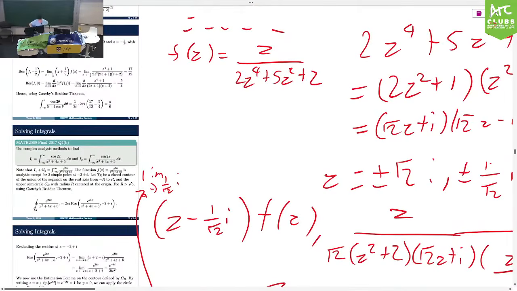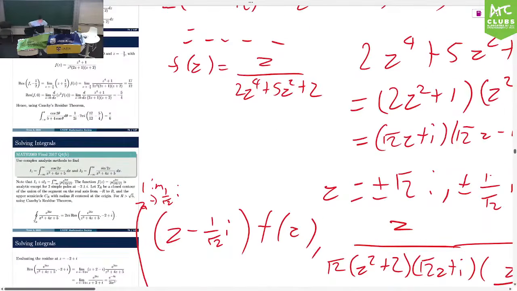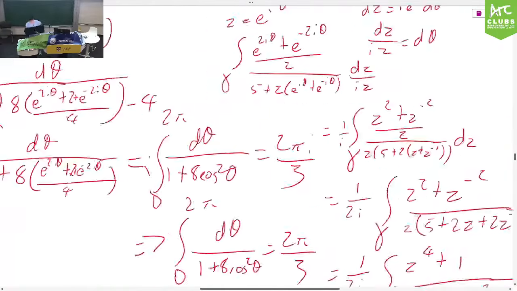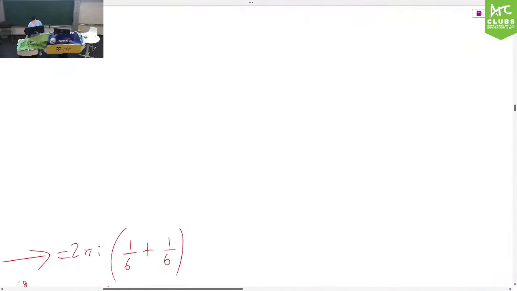Okay, next, there's a final one for me. Use complex analysis methods to find this. Okay, just each of those. Let me go up here maybe.